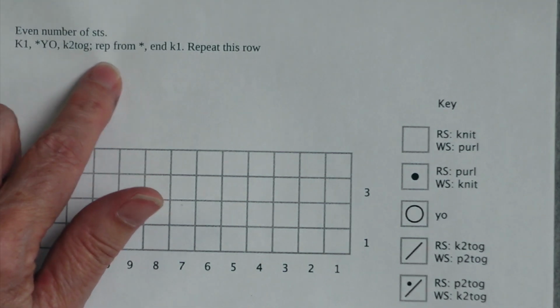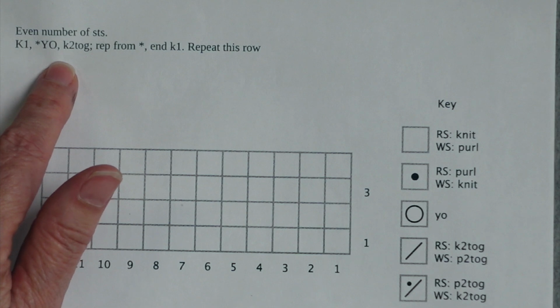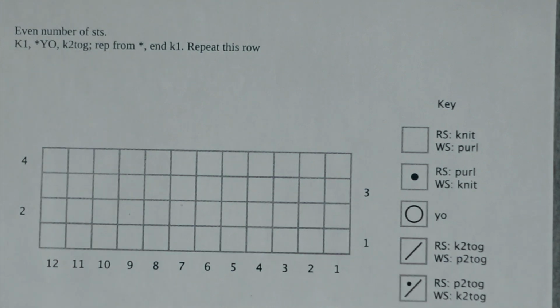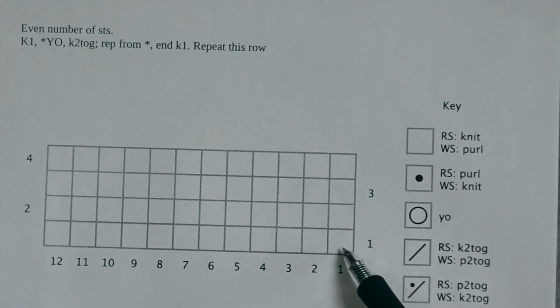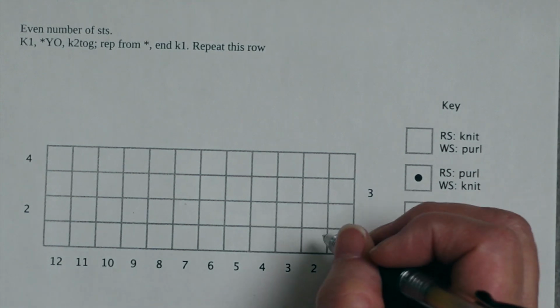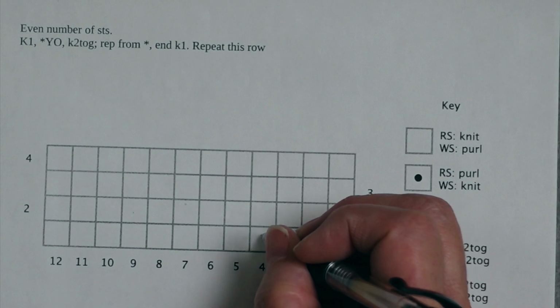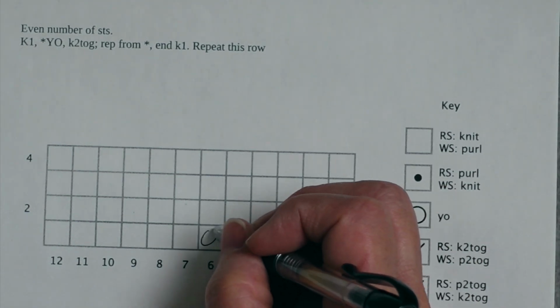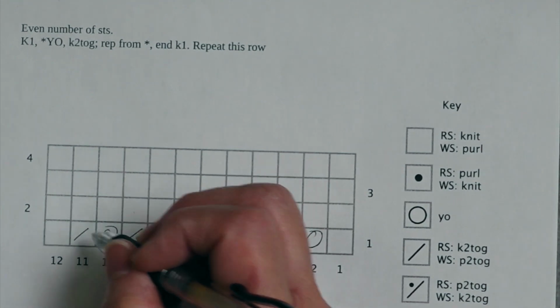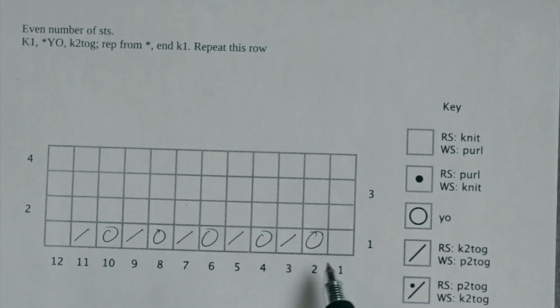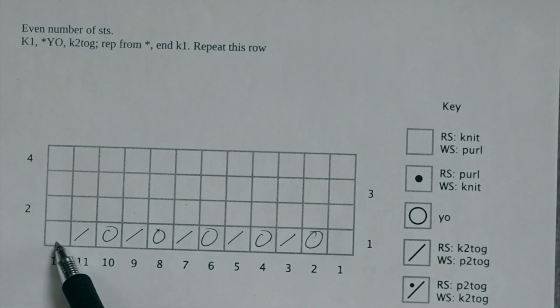So let's chart this out. The right side row will be easy to chart out, and then let's chart out the wrong side row so that we can see how that works. So the first stitch is a knit stitch, which is just a blank box, and then we will alternate yarn over and knit two together all the way across. I like to chart out a few repeats of the stitch pattern so that I can really see how it goes. And then again, we end with a knit one.